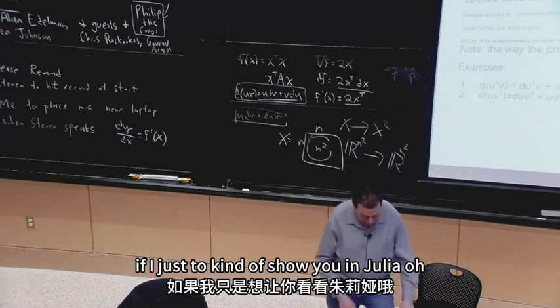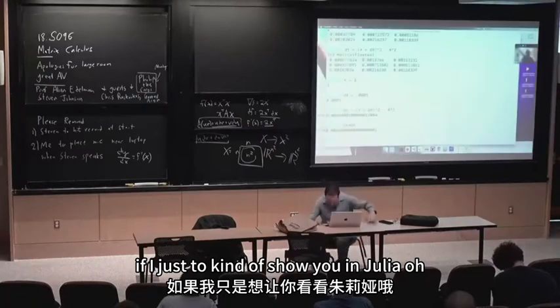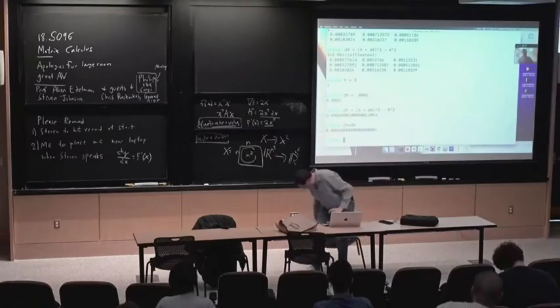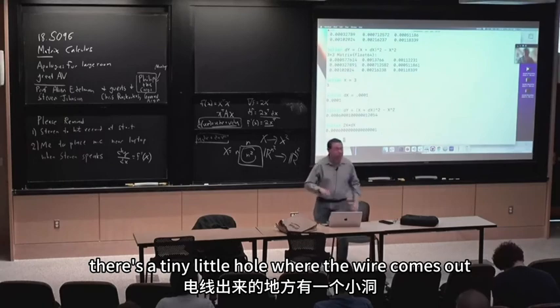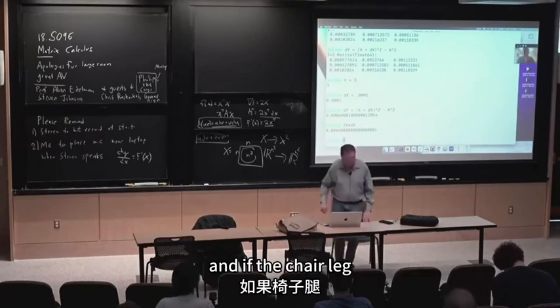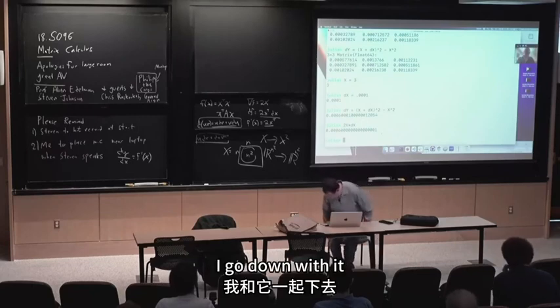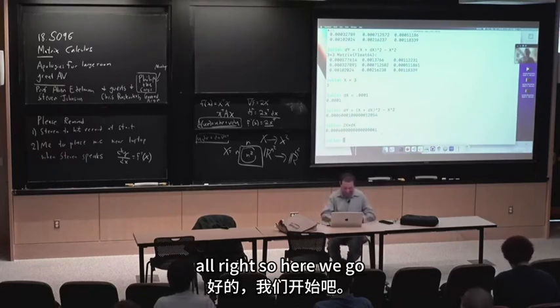Exactly right. Let me show you in Julia. There's a tiny little hole where the wire comes out, and if the chair leg falls into that hole, I go down with it. All right, so here we go.